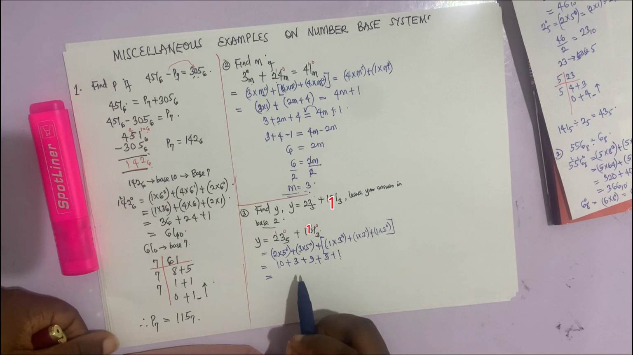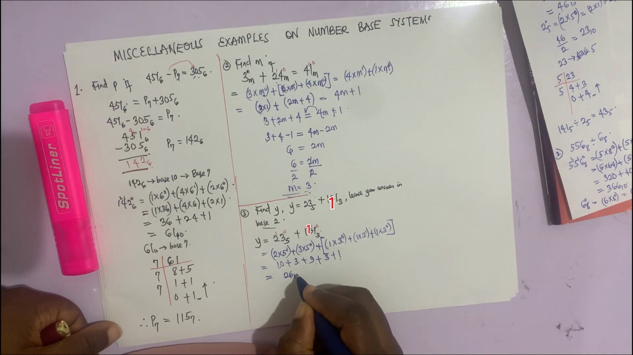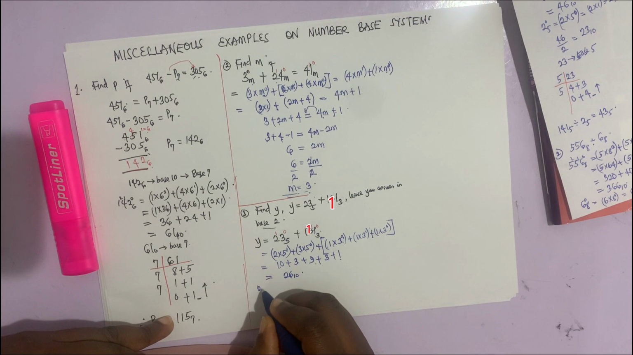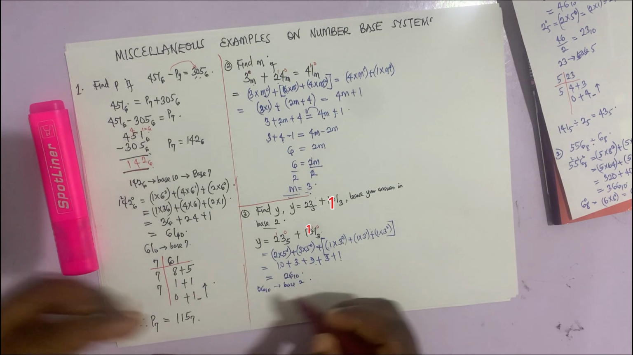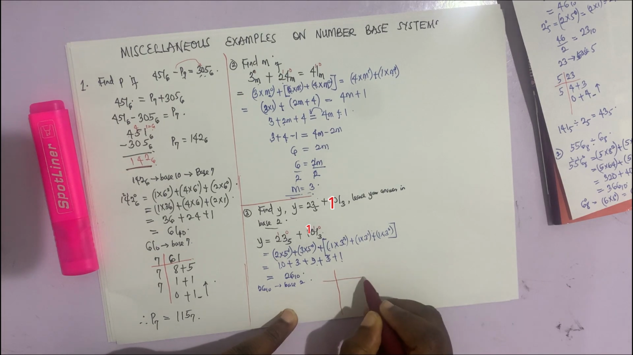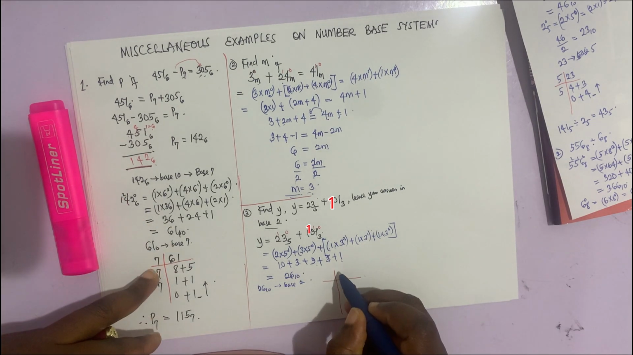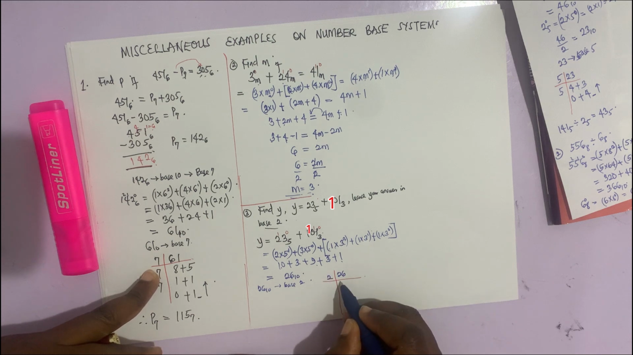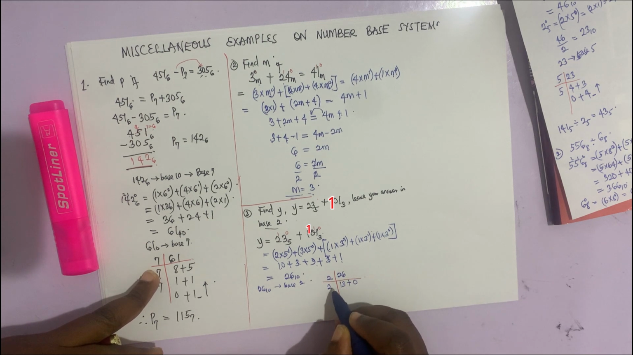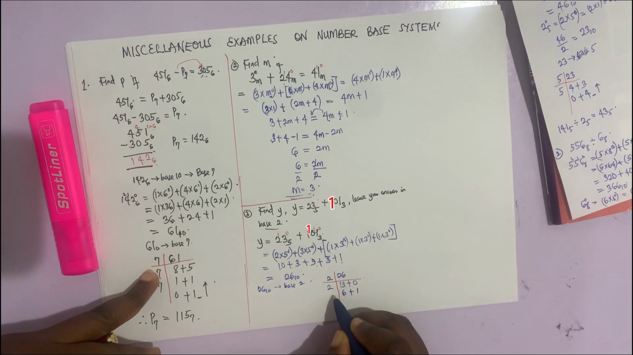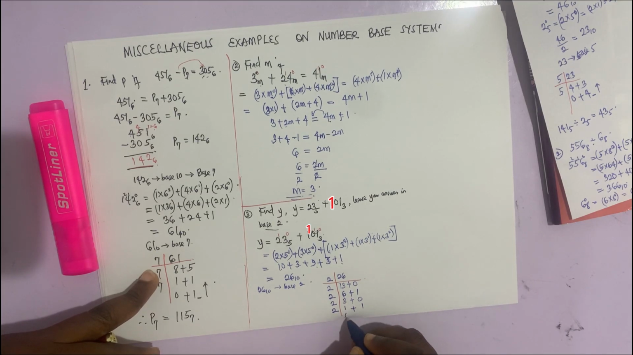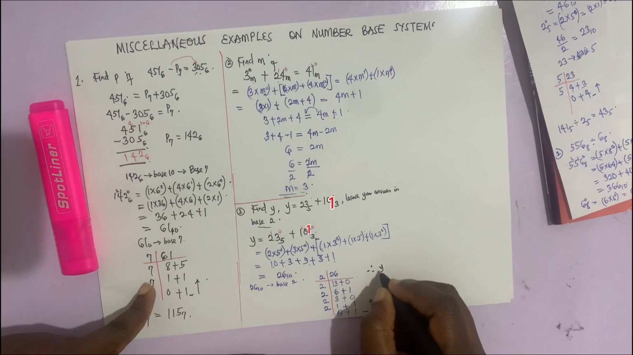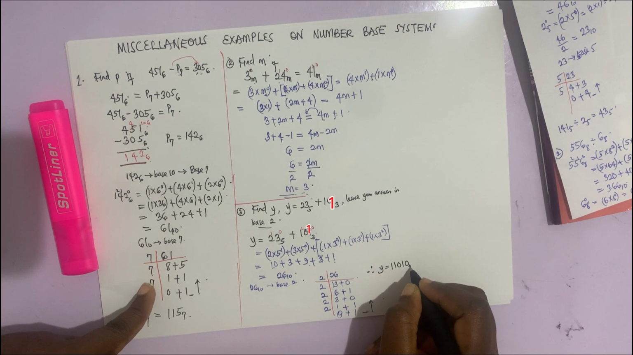And that would give us 26 base 10. So we convert 26 base 10 to base 2, because they asked us to leave our answer in base 2. 26 divided by 2, that's 13 remainder 0. 13 divided by 2, 6 remainder 1. 6 divided by 2, 3 remainder 0. 3 divided by 2, 1 remainder 1. 1 divided by 2, 0 remainder 1. Y is equal to 11010.